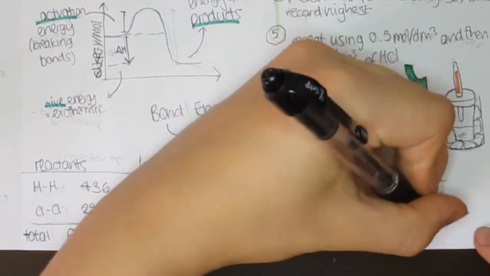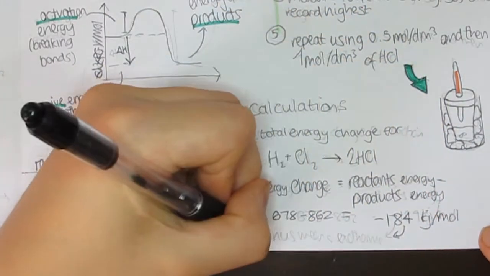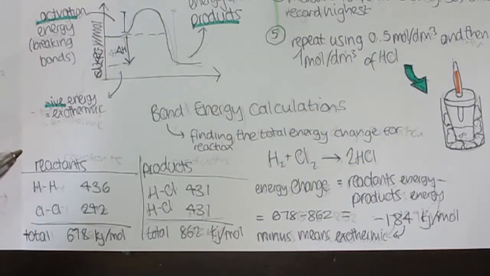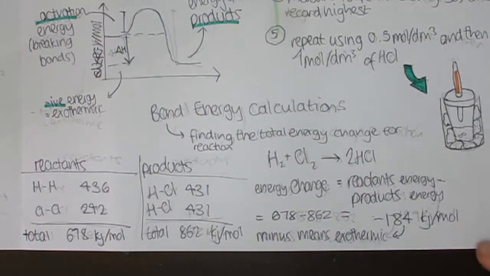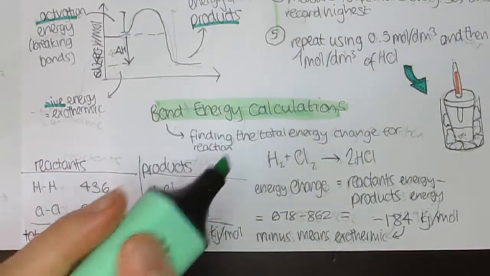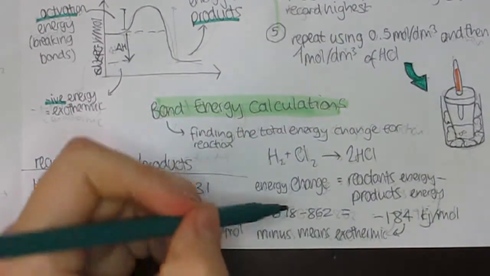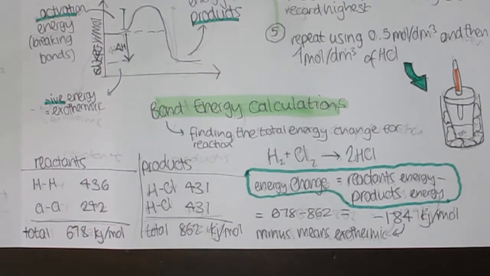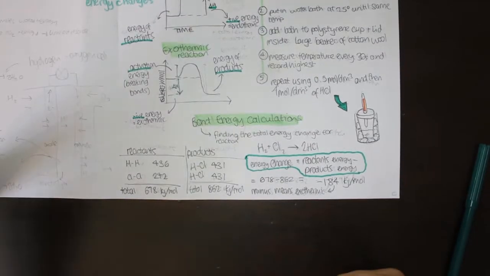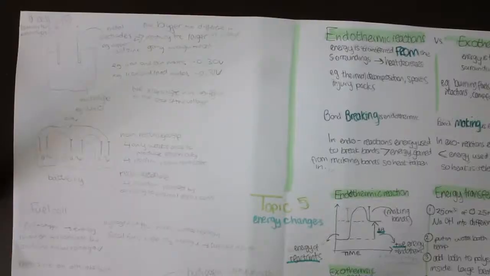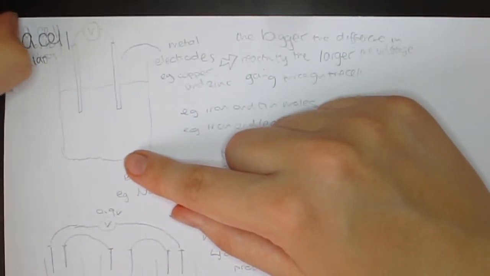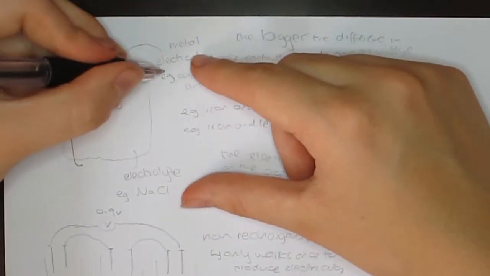The overall energy change is the reactants' energy minus the products' energy, which in this case is 678 minus 862, which is minus 184 kilojoules per mole. The minus number means the reaction is exothermic. To compare the overall energy changes, you will need the data from both reactions. Never try to guess.